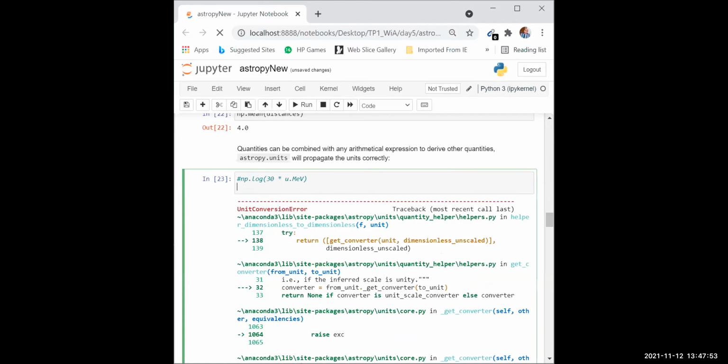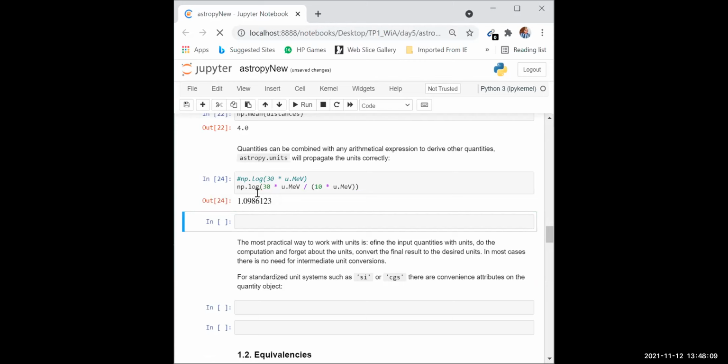And what I do is I just divide it by 1 u.MeV. So we are getting rid of these units. And now when we run this, we will get the log of 30, because the log has to be fed a dimensionless quantity. Okay, so this is how we handle it.